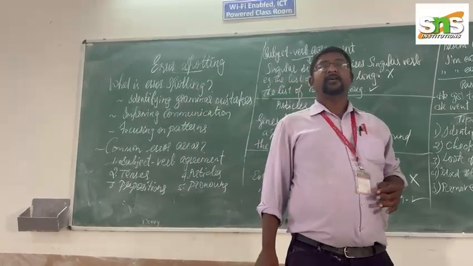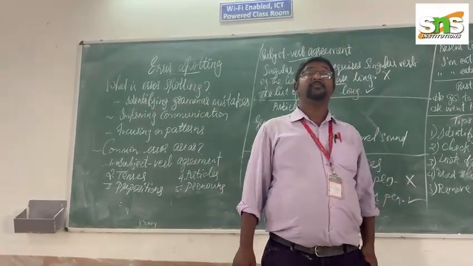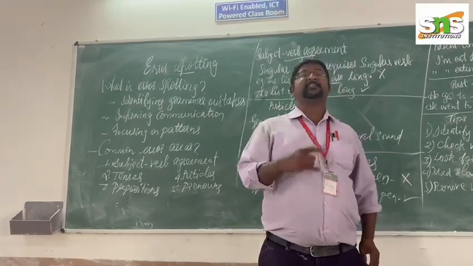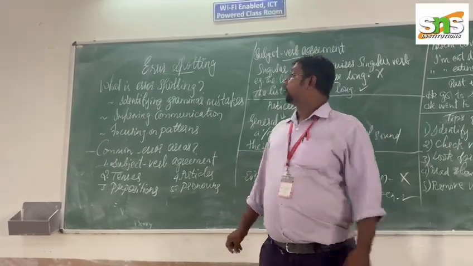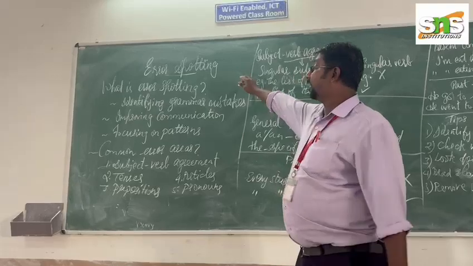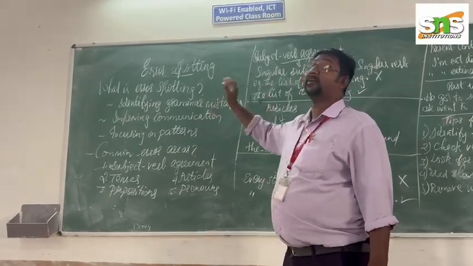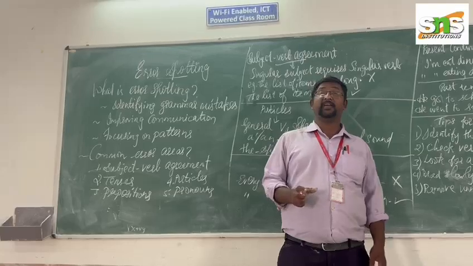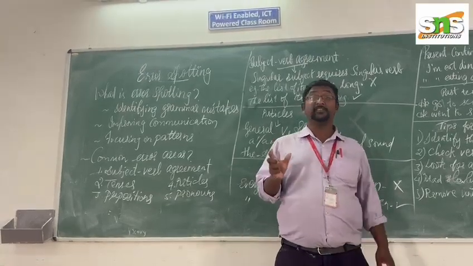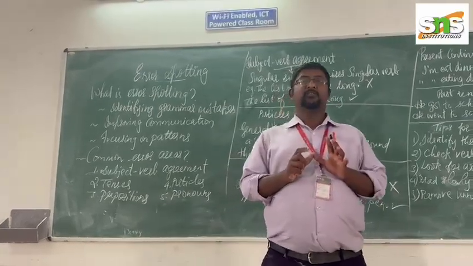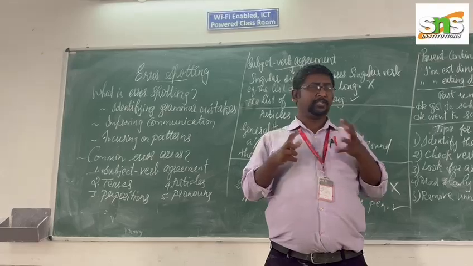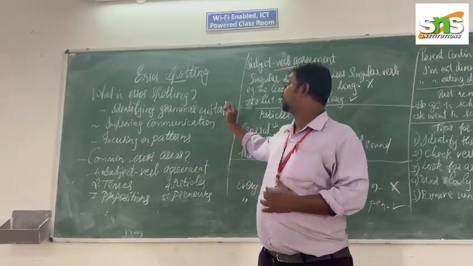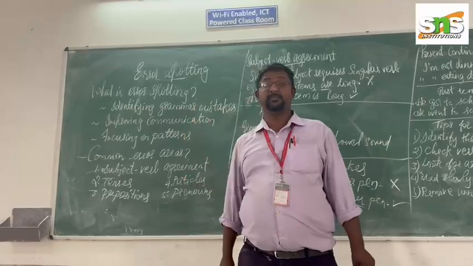Many students make mistakes on the same thing because we don't know how to clear it. So the meaning of error spotting is that it identifies grammar mistakes. We actually make some mistakes in grammar. So for identifying the grammar mistakes, error spotting is used.